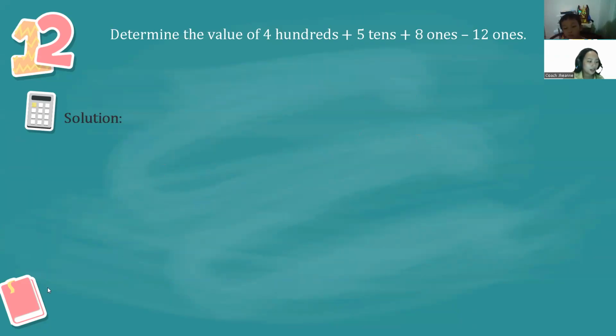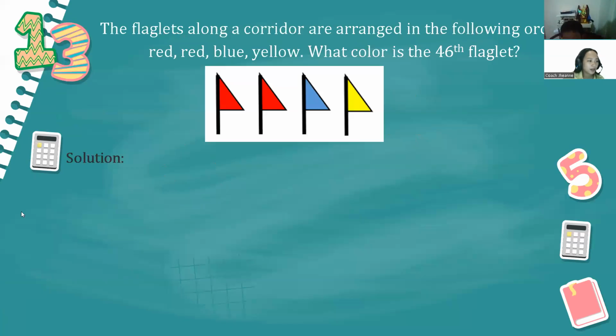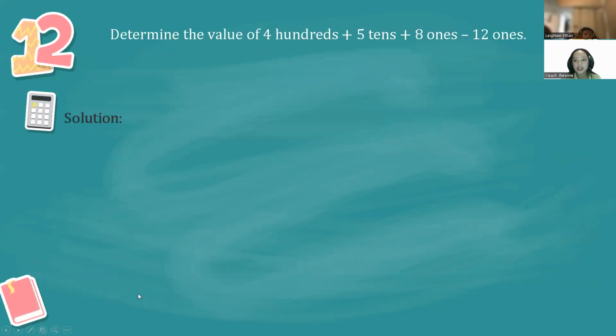Let's continue to the next number, number 13. The flaglets along a corridor are arranged in... I wasn't done with number 12 yet. Oh, okay. So what's the problem here?